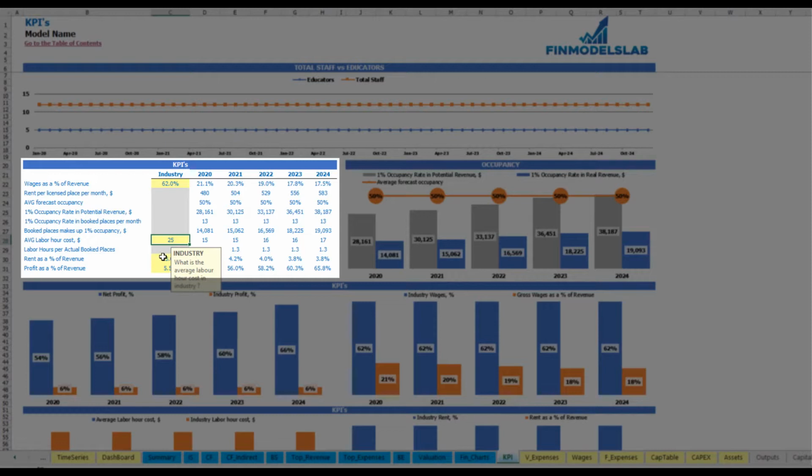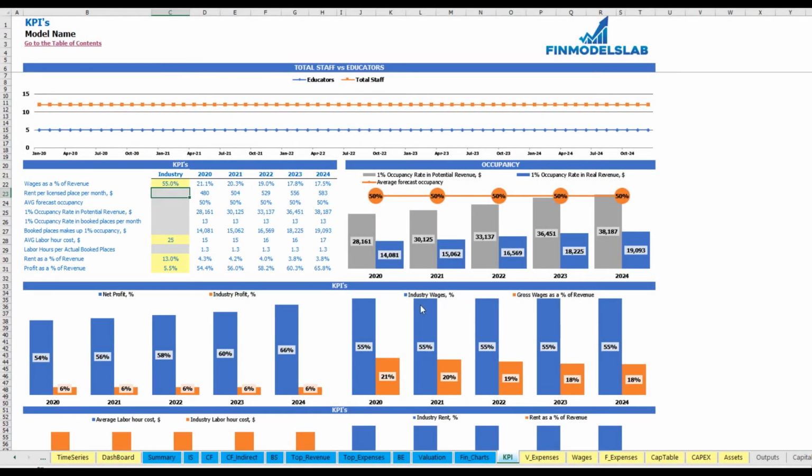For yellow cells, you are able to change the benchmark which works for your industry or region or country. For example, wages as a percentage of revenue in your country 55% as a benchmark. So you may see on this chart it shows you industry wages and wages as a percentage of revenue for a particular model. You may see this comparison and you can compare how your business works in comparison to industry specific KPI.